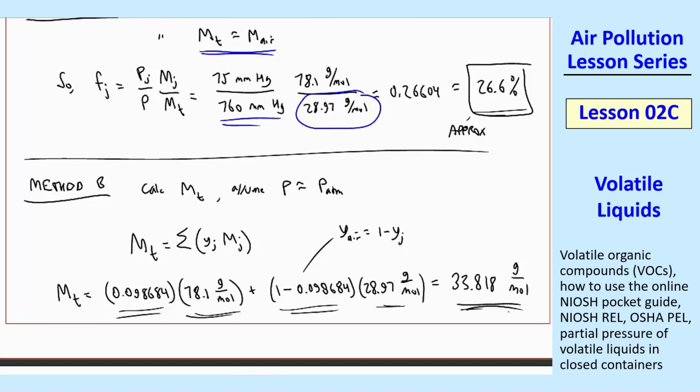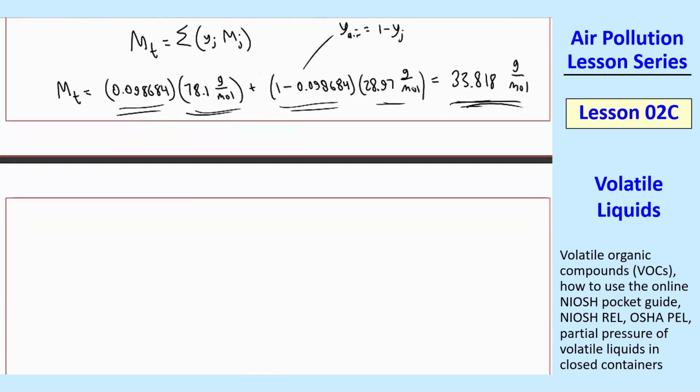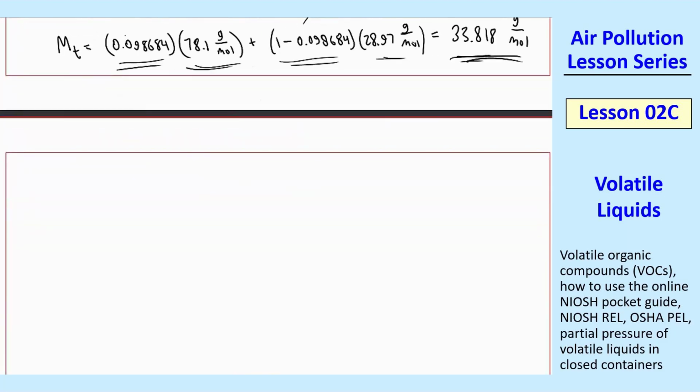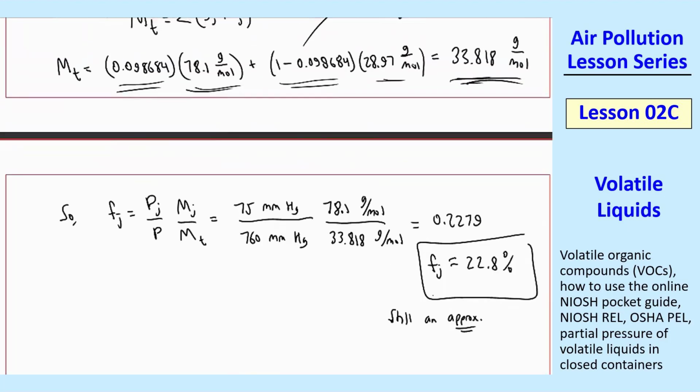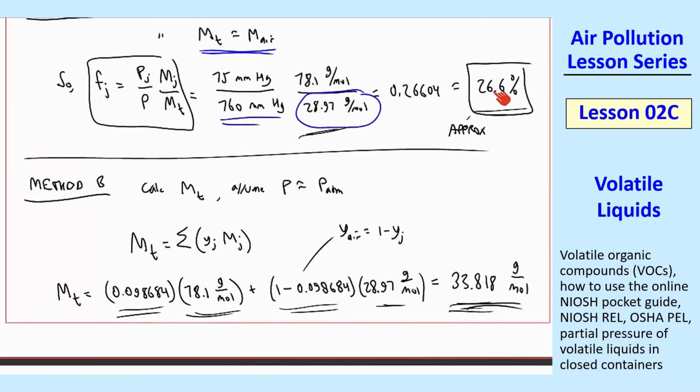And now it's a matter of plugging into this same equation, but instead of using 28.97, I'm going to use 33.818. So I get my new, better, this is an improved version of yj. So I plugged in all the numbers here for you, and I used this value of bulk molecular weight up here for MT. You can see that I still have the same MJ as I had before. These are all the same, and I get a new number, 22.8%, which is still an approximation. It's much different from here, 26.6, because we neglected the effect of this chemical on the bulk molecular weight.